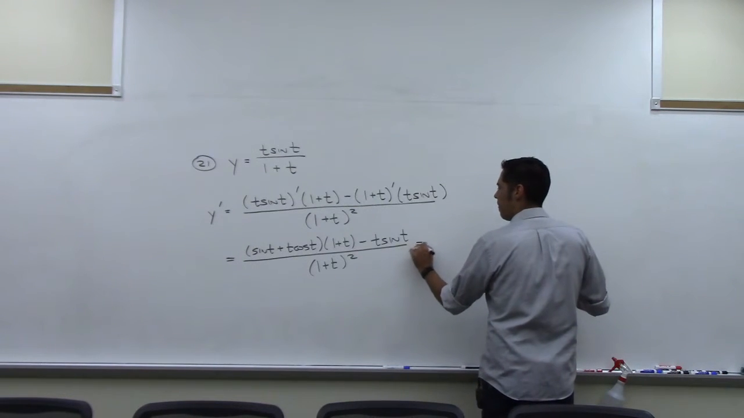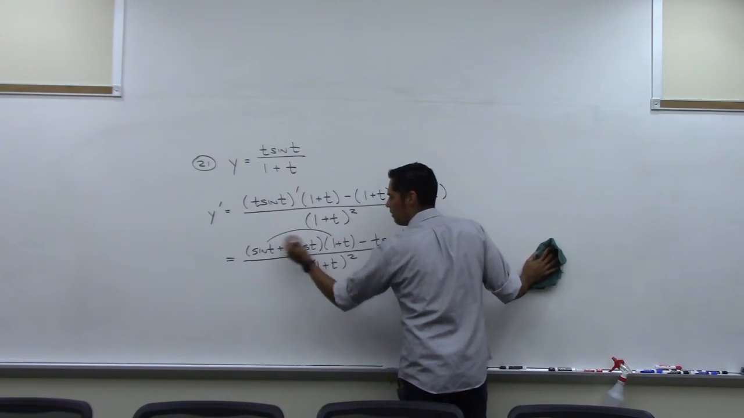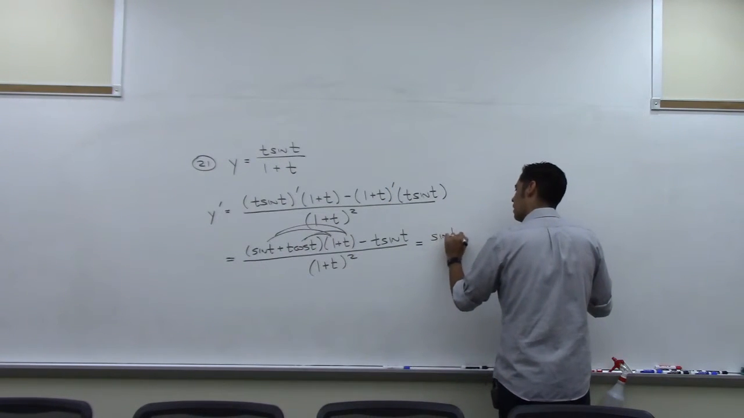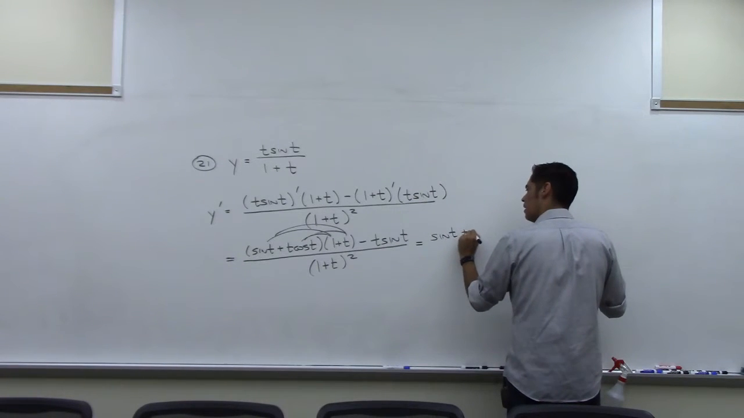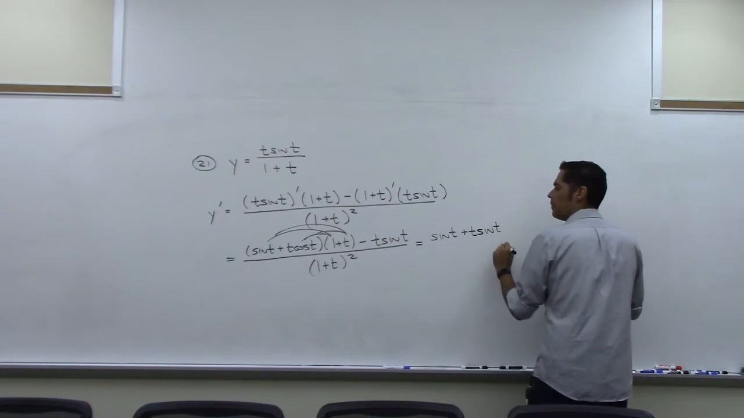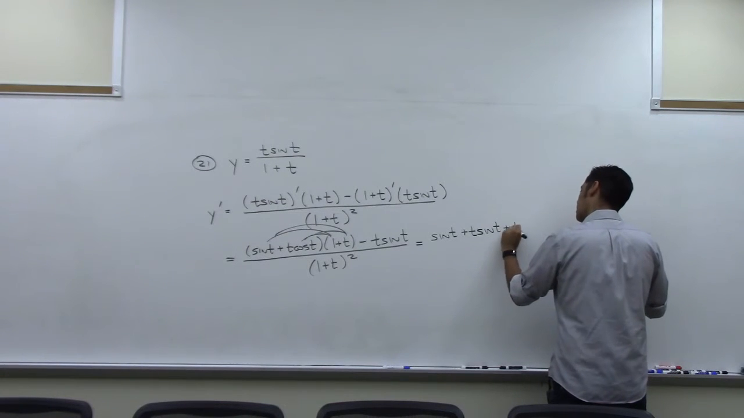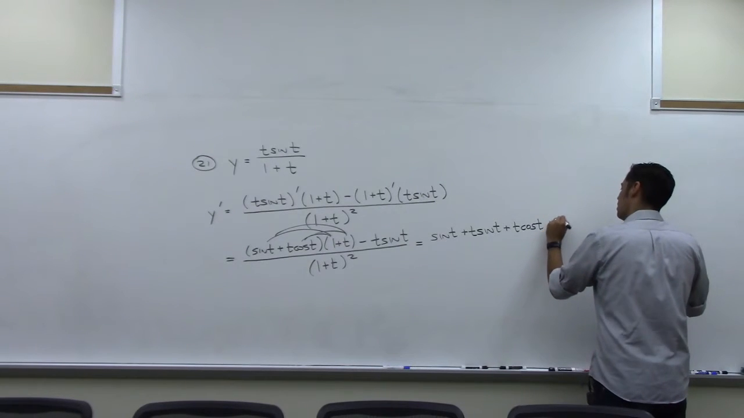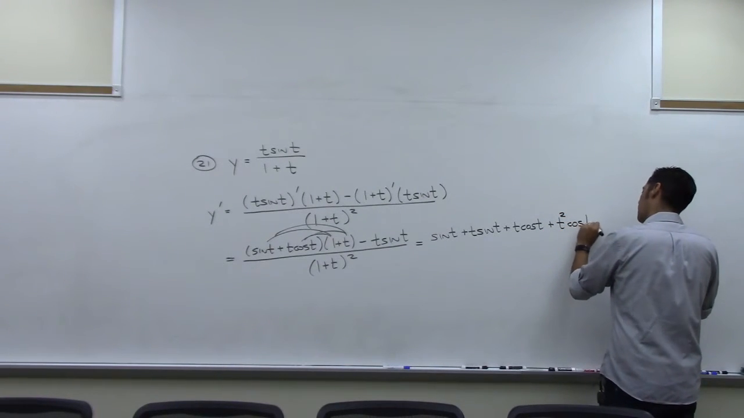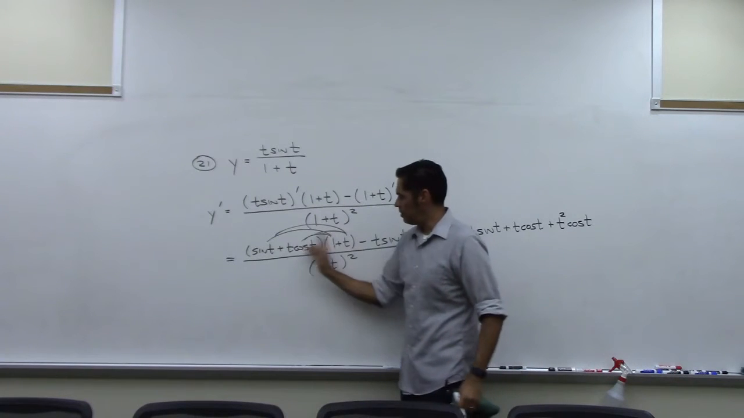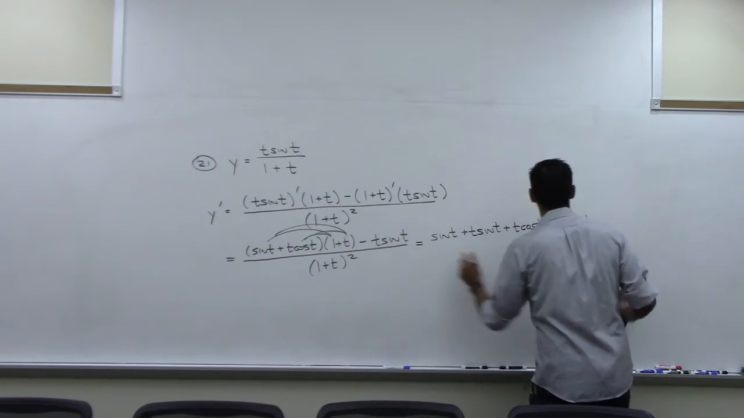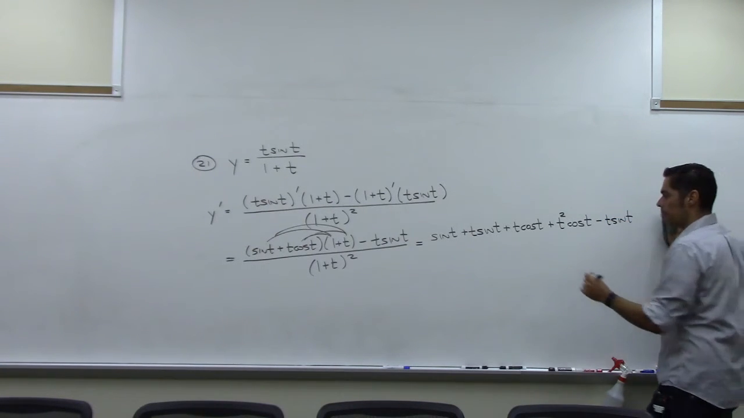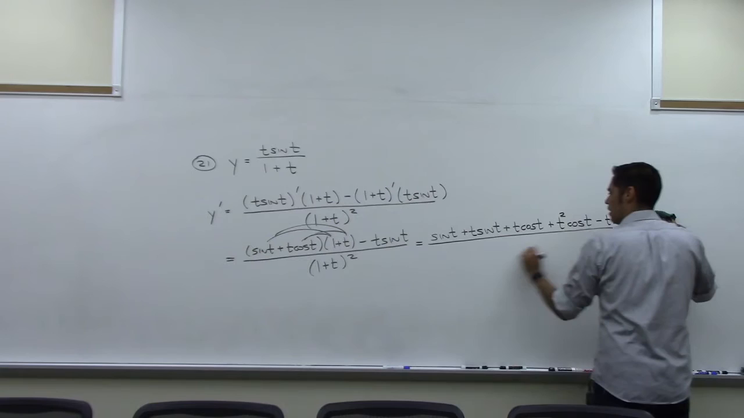All right, now I'm going to clean this up. This is going to be like a foiling in here. So I have sine t plus t sine t plus t cosine t, and then plus t squared cosine t. All right, so that's what I get when I do this. And then I still have minus t sine t, all over 1 plus t quantity squared.